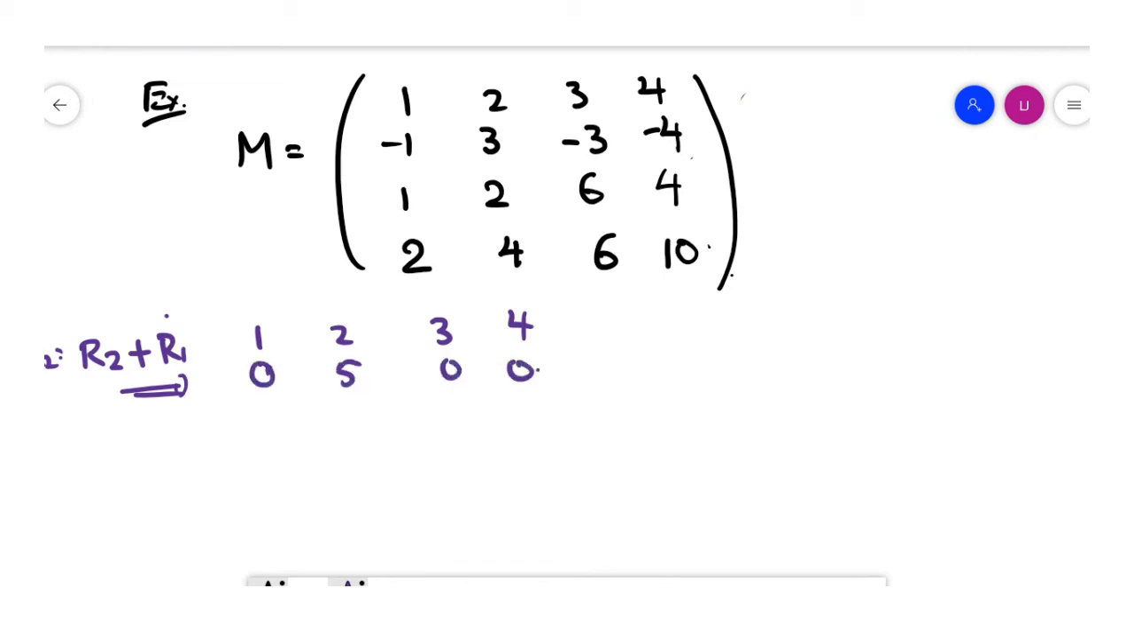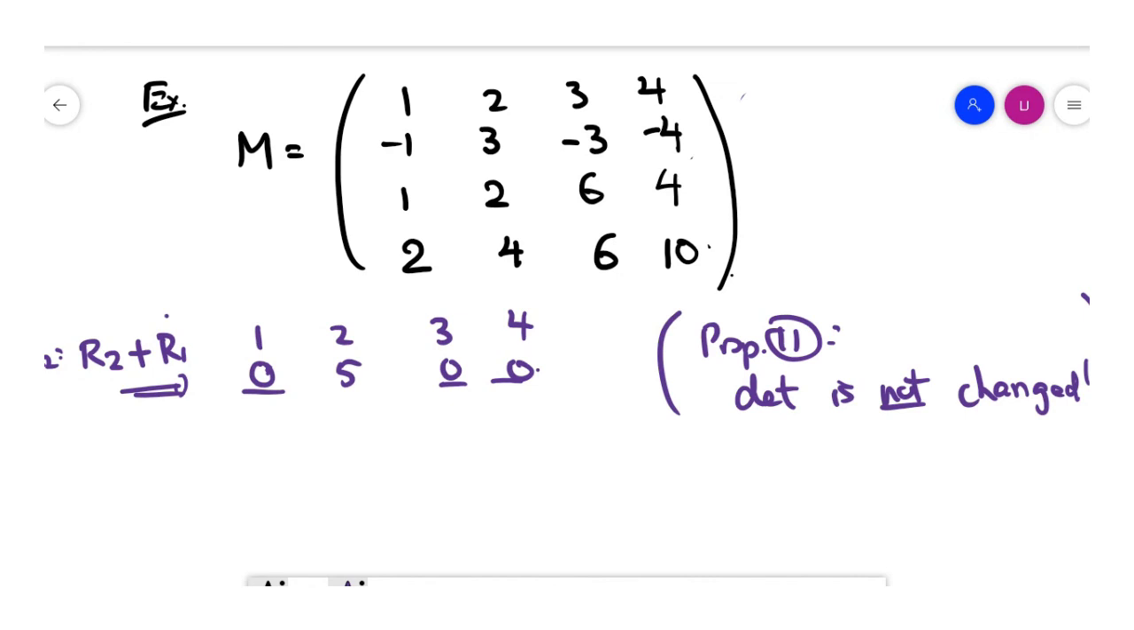You see, I claim it's a very good strategy. Why? Because I'm able to arrive at some zeros, and getting more zeros is already very beneficial for us to find a determinant. It makes the determinant formula easier. And also the fact is that if you recall our previous property 11, the determinant is actually not changed by a row operation like this.